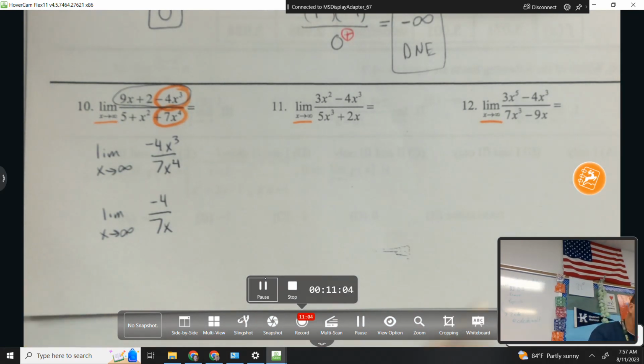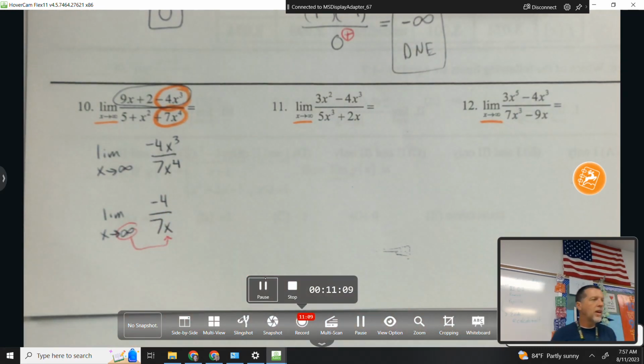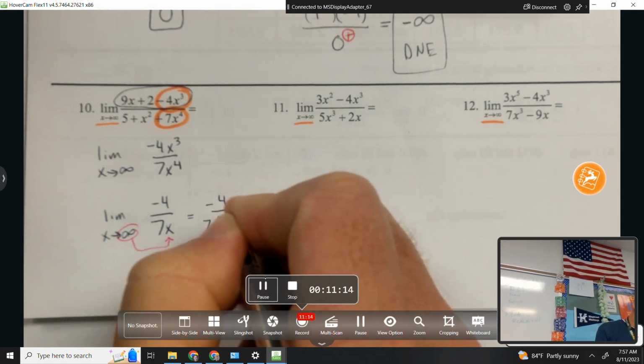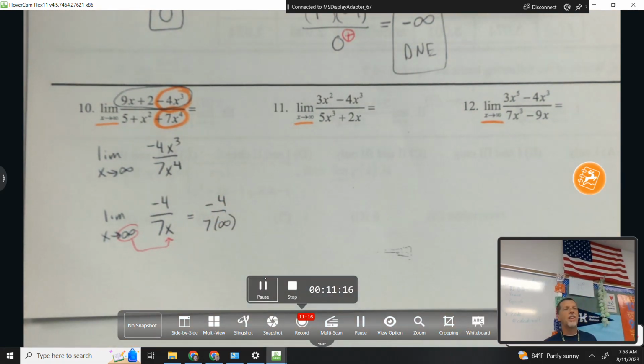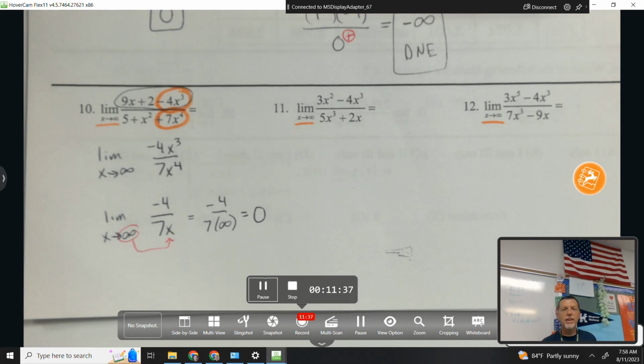Okay, now I can just substitute. Substitute sounds a little weird if you're substituting in infinity. It still works though. Negative 4 over 7 times infinity. So if I take negative 4 and I divide it into 7 gabillion equal parts, what's that equal to? 0. Right? If I take the $4 that's in my pocket right now and I divide it among everyone in the world, everybody gets $0, basically.